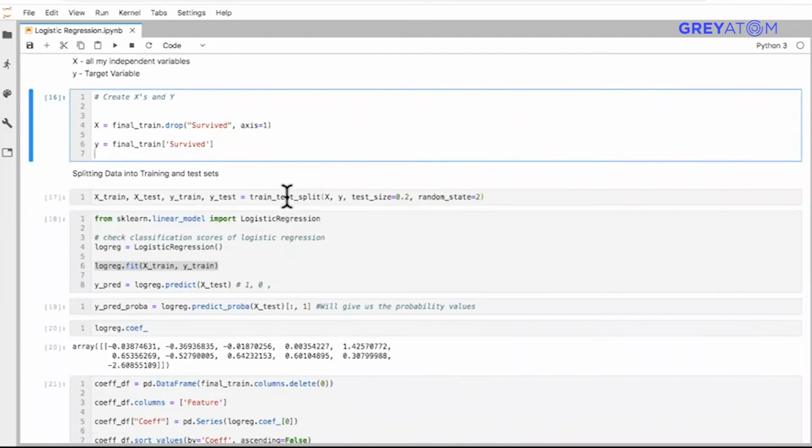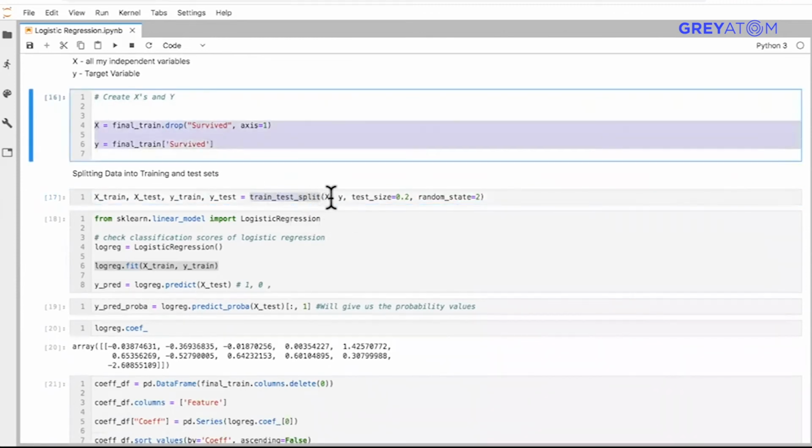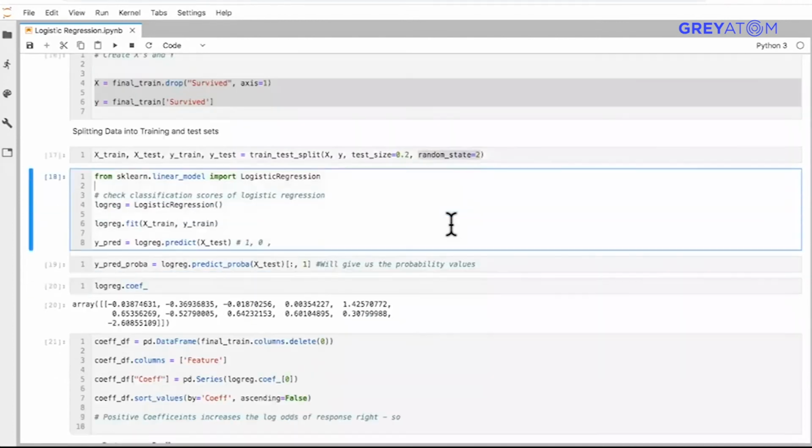And there is a very interesting function from sklearn called train_test_split. This function would automatically split my X and y here into a training and testing split. My testing size should be 20%. That means if I have 100 examples, 80 would be training and 20 would be test, and I'm setting a random state so that I could replicate the results later on.